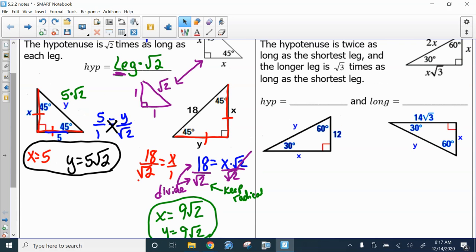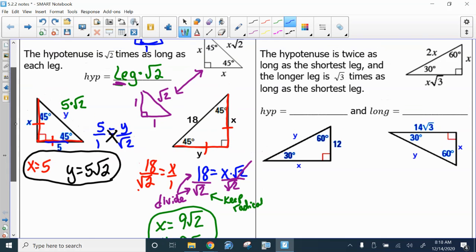Our next pattern is our 30, 60, 90 pattern. And this one there's three different side lengths that we'll be looking at. And with those, we have the hypotenuse is twice as long as the shortest leg, and the other leg is square root 3 times as long as the shortest leg. So there's the pattern we can use, or there's the cross multiplying method we could use.